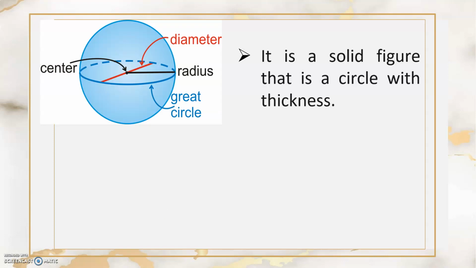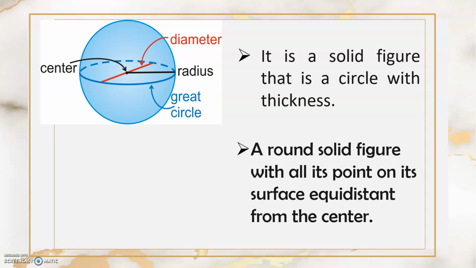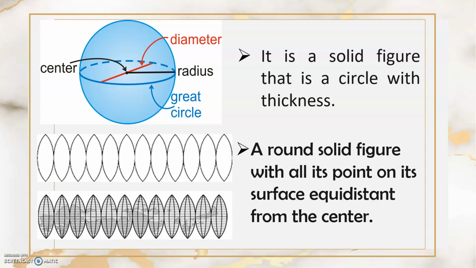Remember that a sphere is a solid figure that is a circle with a thickness. Also, it is a round solid figure with all its points on its surface equidistant from the center. And this is how the net of a sphere looks like. Now remember as well that surface area is the sum of all the areas of the faces of a certain solid figure. Now, how do we find the surface area of a sphere?